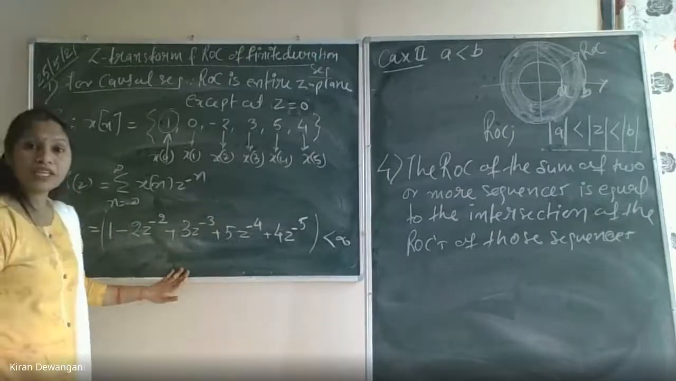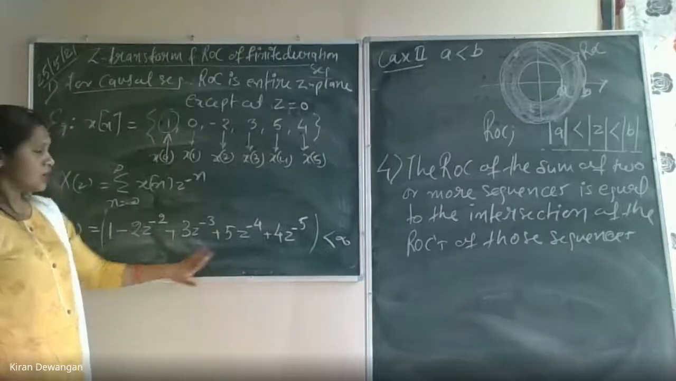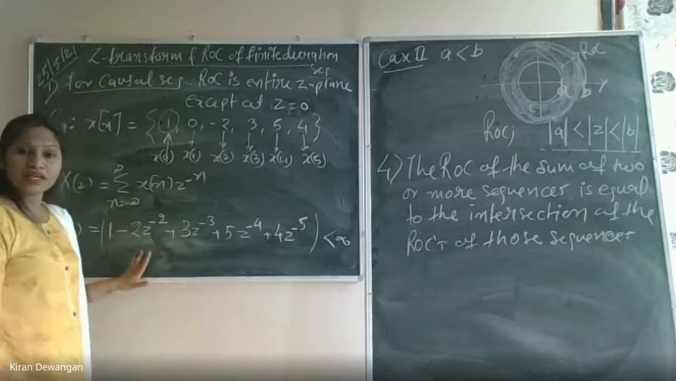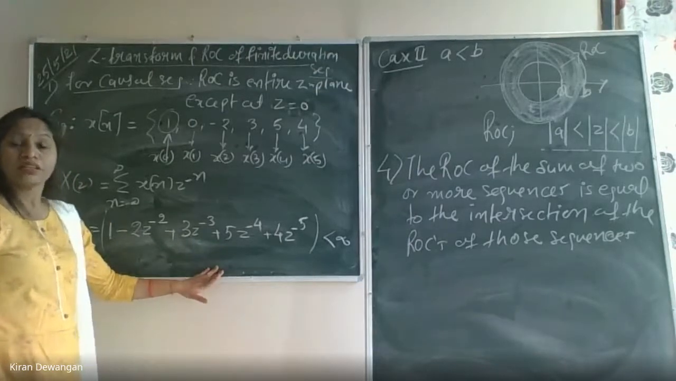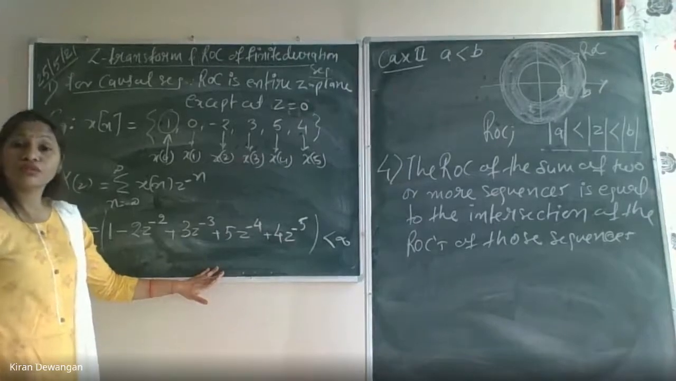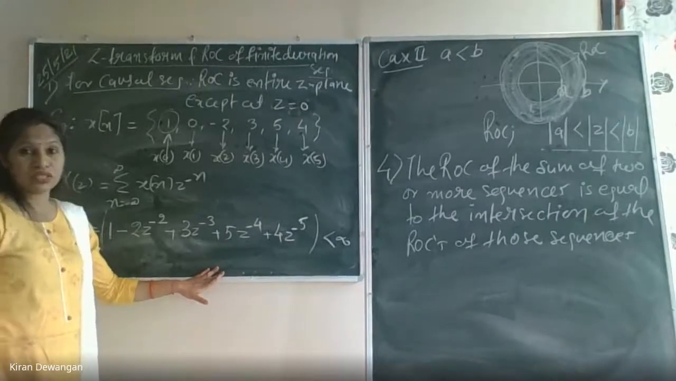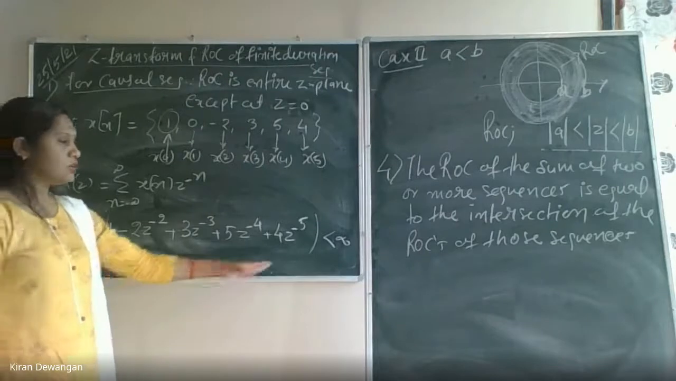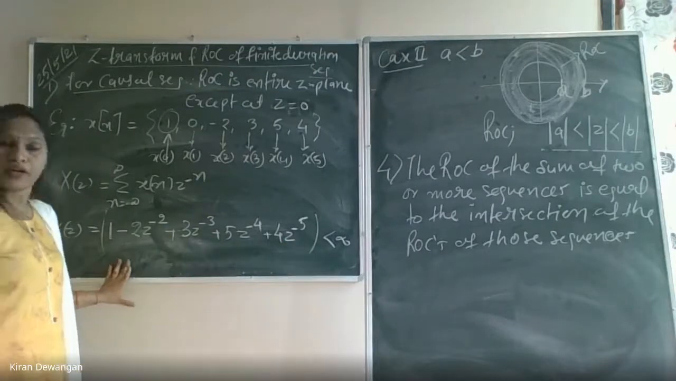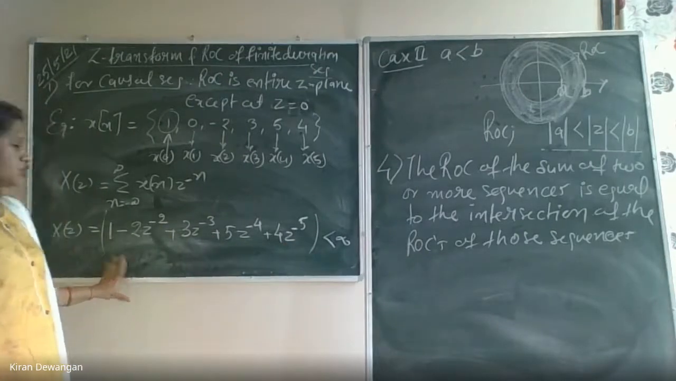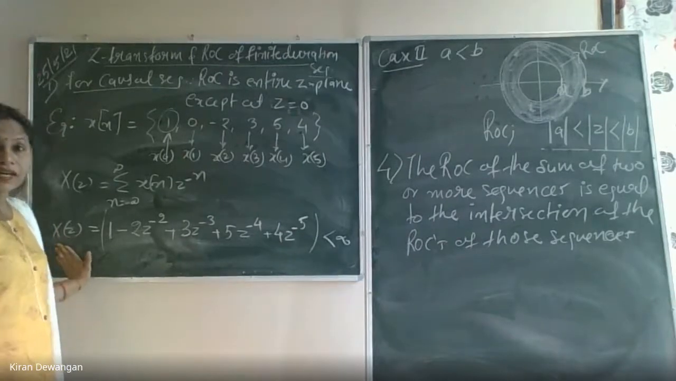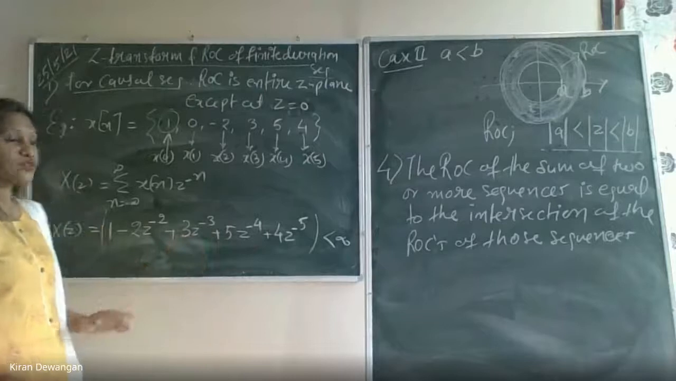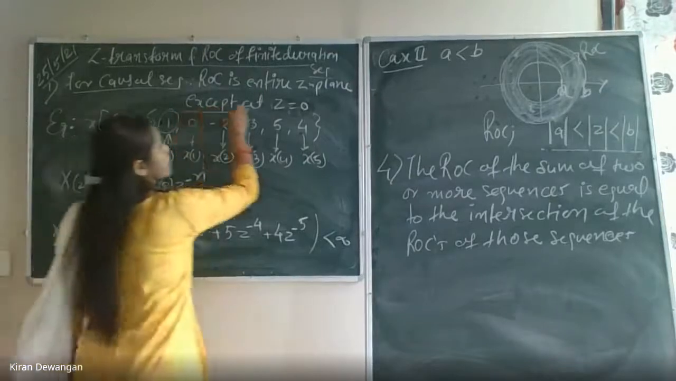Then what should be the condition for this to converge? Because all these values of z, that is the powers of z, are negative. Definitely it exists in the denominator. That means z should not be equal to 0. अगर z 0 हुआ तो ये आपका पूरा infinite हो जाएगा. Are you getting my point? So x of z converges for all the values of z except at z equals to 0. So this is what it means.